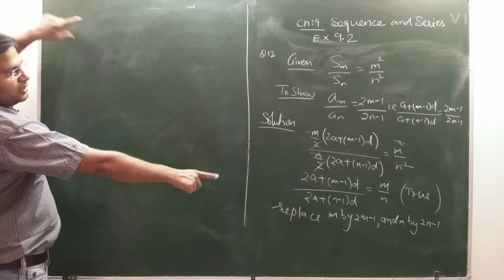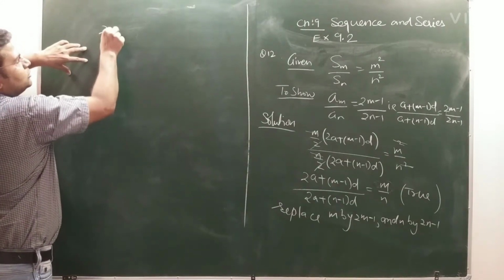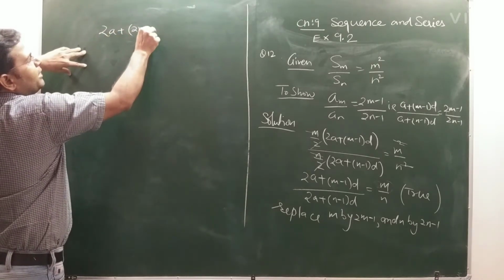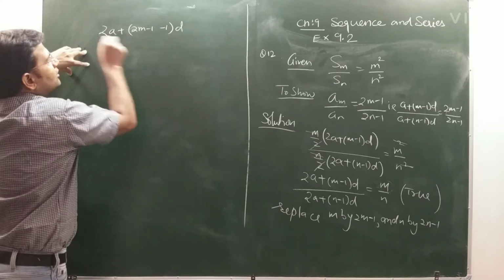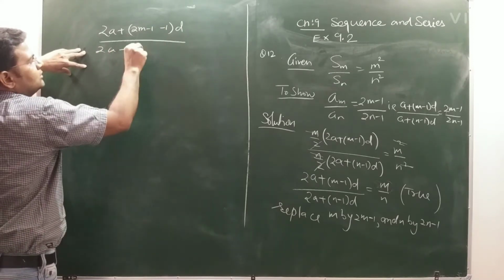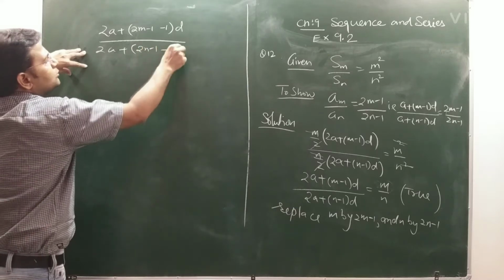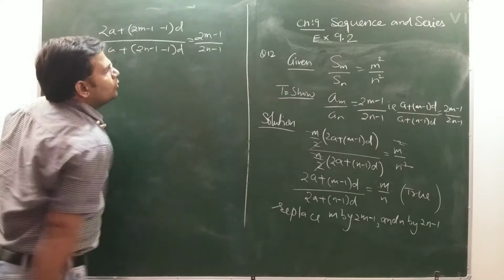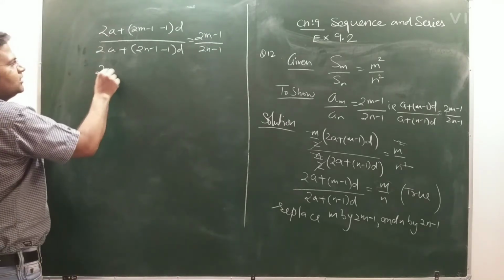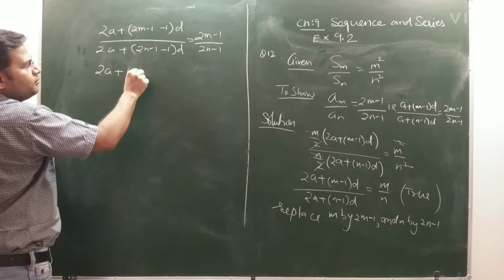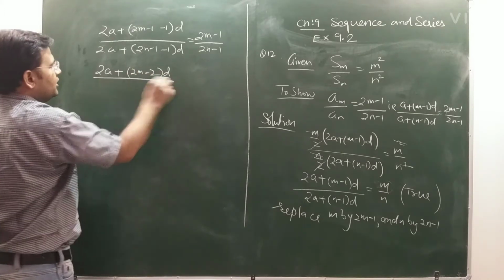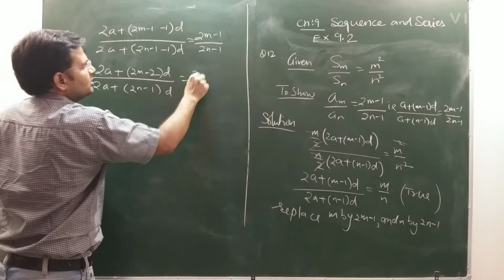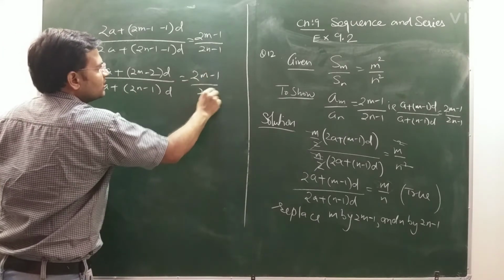Now you see, if you do the replacement, then it is 2a plus, you replace m by 2m minus 1. So 2m minus 1 was already there, and here 2a plus 2n minus 1 minus 1 d, and here it will be 2m minus 1 upon 2n minus 1. So simplify this further. 2a plus, you can write this 2m minus 2 d, and you can write this 2a plus 2n minus 2 d, and this is 2m minus 1 upon 2n minus 1.